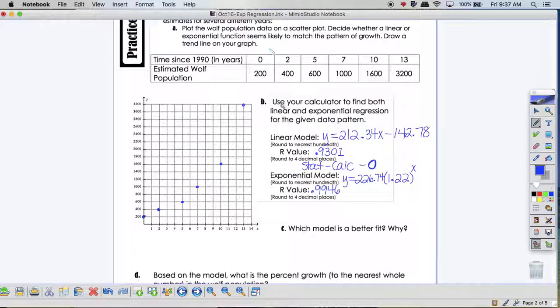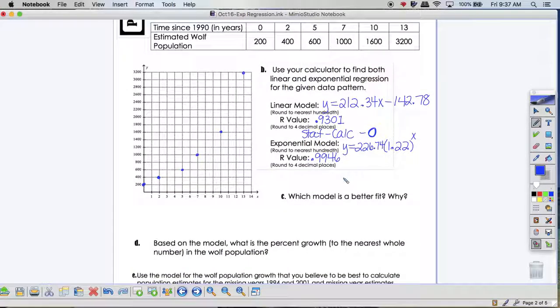Okay, looking at this, which one is a better fit? Well, I can see that this R value is 0.9301. This R value is even closer to 1. So the exponential is a better fit because R is closer to 1.